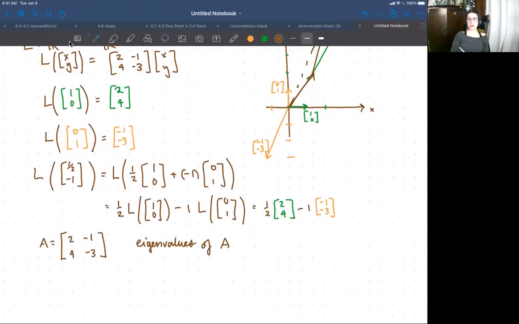All right, so we're going to take our characteristic polynomial, p_A of lambda.